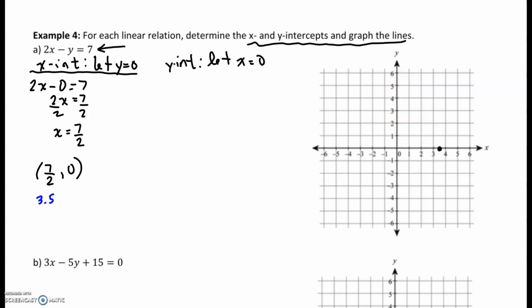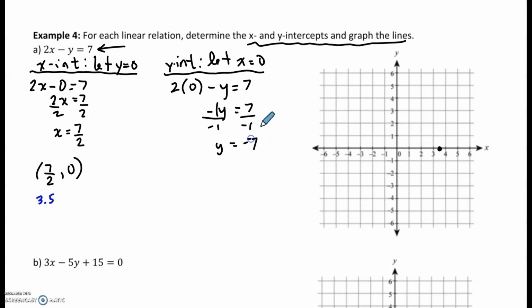All right, so we use that information to our advantage. We're going to go ahead and sub 0 into the equation wherever I see an x. So instead of 2 times x, it's now 2 times 0 minus y equals 7. 2 times 0 is 0, so that leaves me just the negative y equals 7. We know there's an invisible 1 there. I'll divide both sides by -1, so y equals -7. And I can write that as an ordered pair.